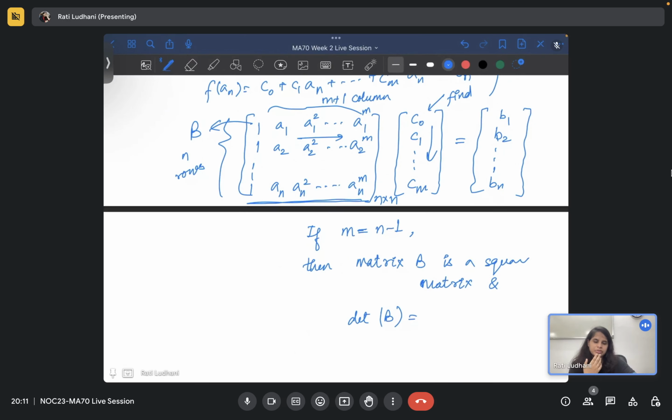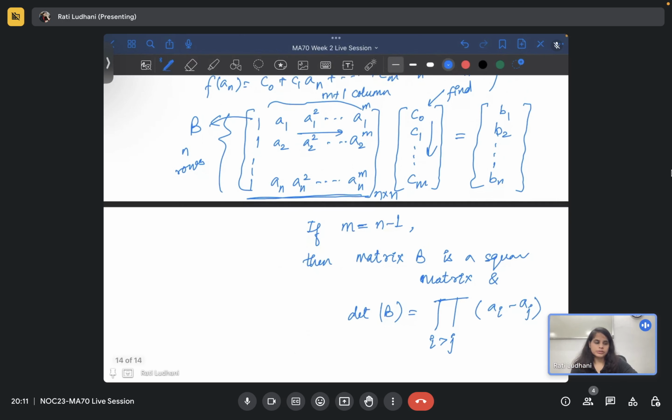Does this matrix look familiar, or at least do you know how its determinant will look? Product of ai minus aj. Yeah, exactly. Product of all, where i is greater than j. So this is a Vandermonde matrix, a well-known matrix with this determinant.